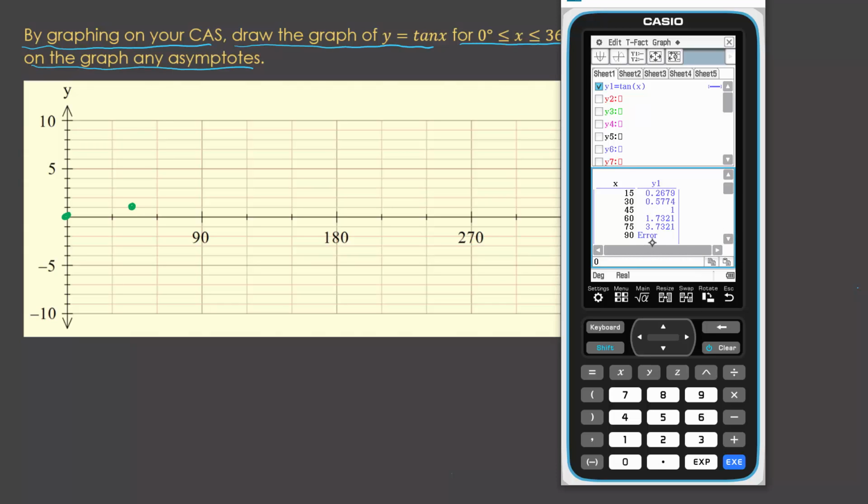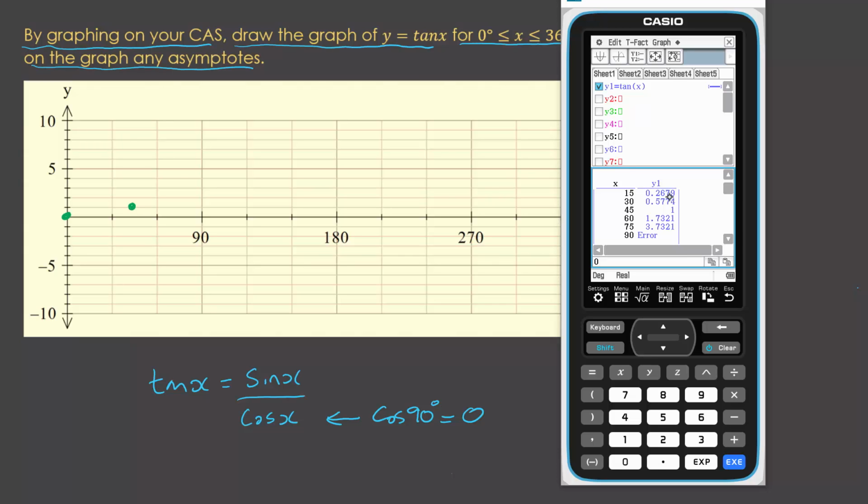If I go to tan of 90, I get an error. Now, why would that be the case? We've discussed that tan x is sine x divided by cos x. And the cosine of 90 degrees is equal to 0. You know that we're not allowed to divide by 0, and that's why we get the error on the calculator there. Now you can see at 75 degrees, we're at 3.7.